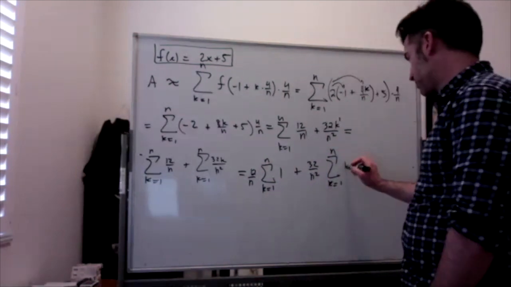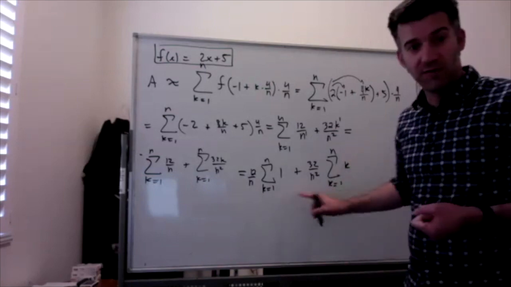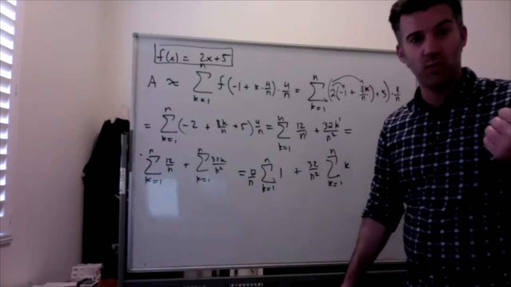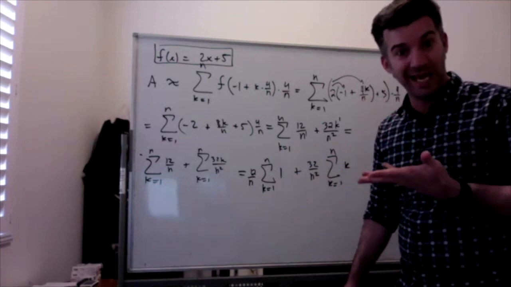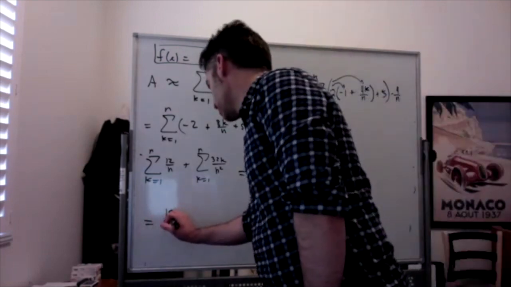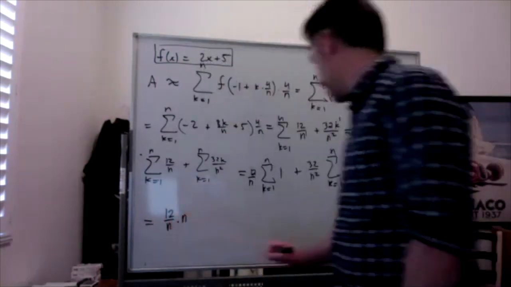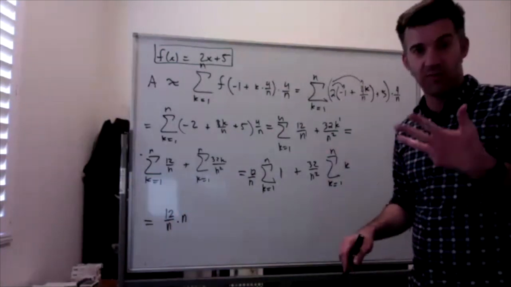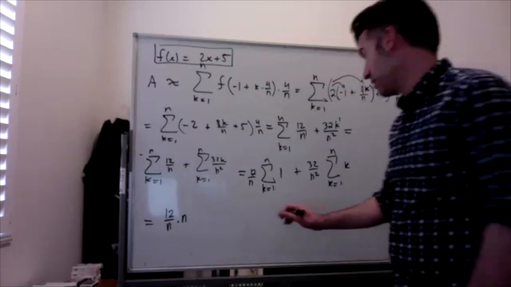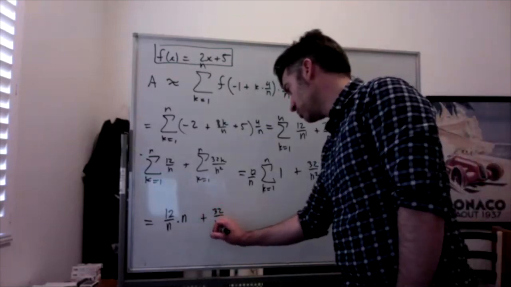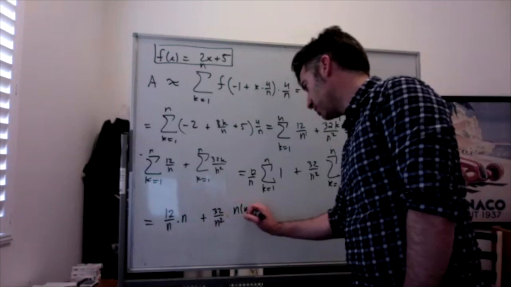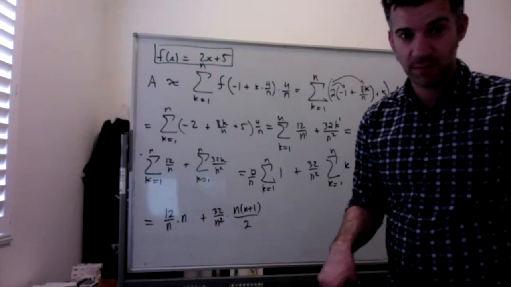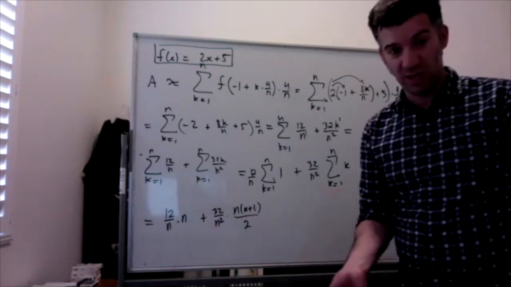Okay, we're almost there. Now we have formulas for these things. The sum from k equals 1 to n of 1 is just n, right? It's 1 plus 1 plus 1 plus 1 plus 1, n times. And the sum from k equals 1 to n of k, so 1 plus 2 plus 3 plus 4 plus all the way to n, we saw last time that that was equal to n times n plus 1 over 2. That's why we need these formulas. You can simplify this, but you really don't need to.